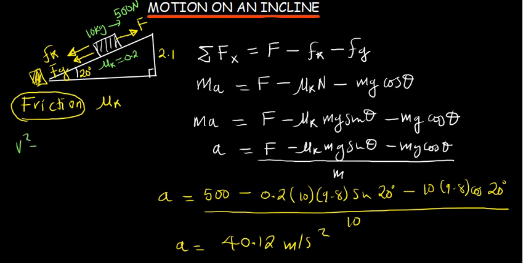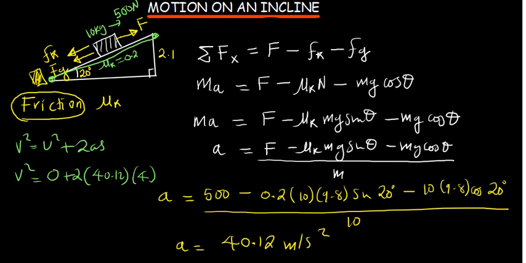v squared is equal to u squared plus 2as. So v squared is equal to, it's coming from rest, 0, plus 2 times the acceleration, which we've determined as 40.12, times the distance. Let's say the incline is 4 meters, from the bottom here to the very end. But if they've not given you the distance of the incline, and all you know is the angle of the incline and the height, let's say the height is 2.1, how can you find the distance?